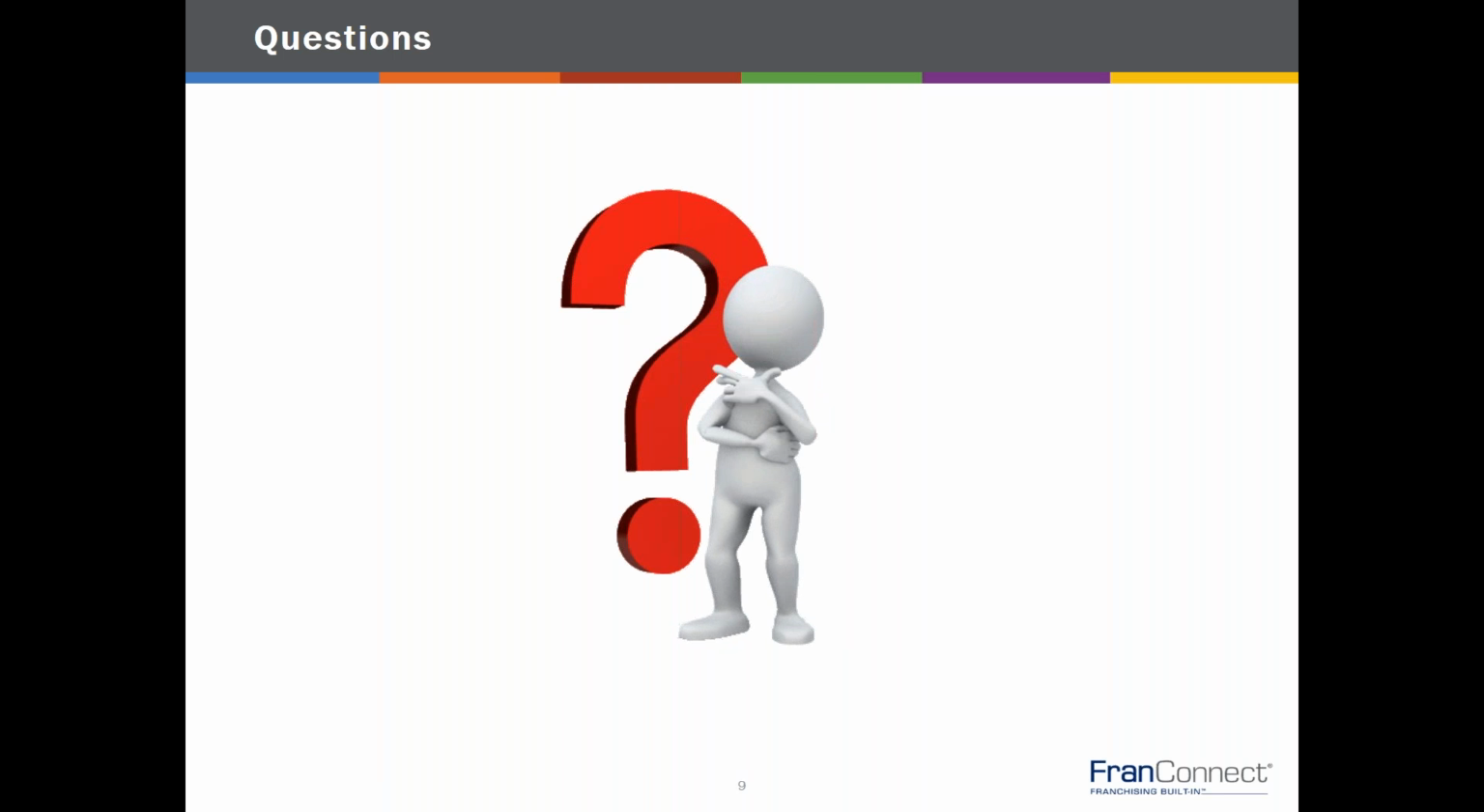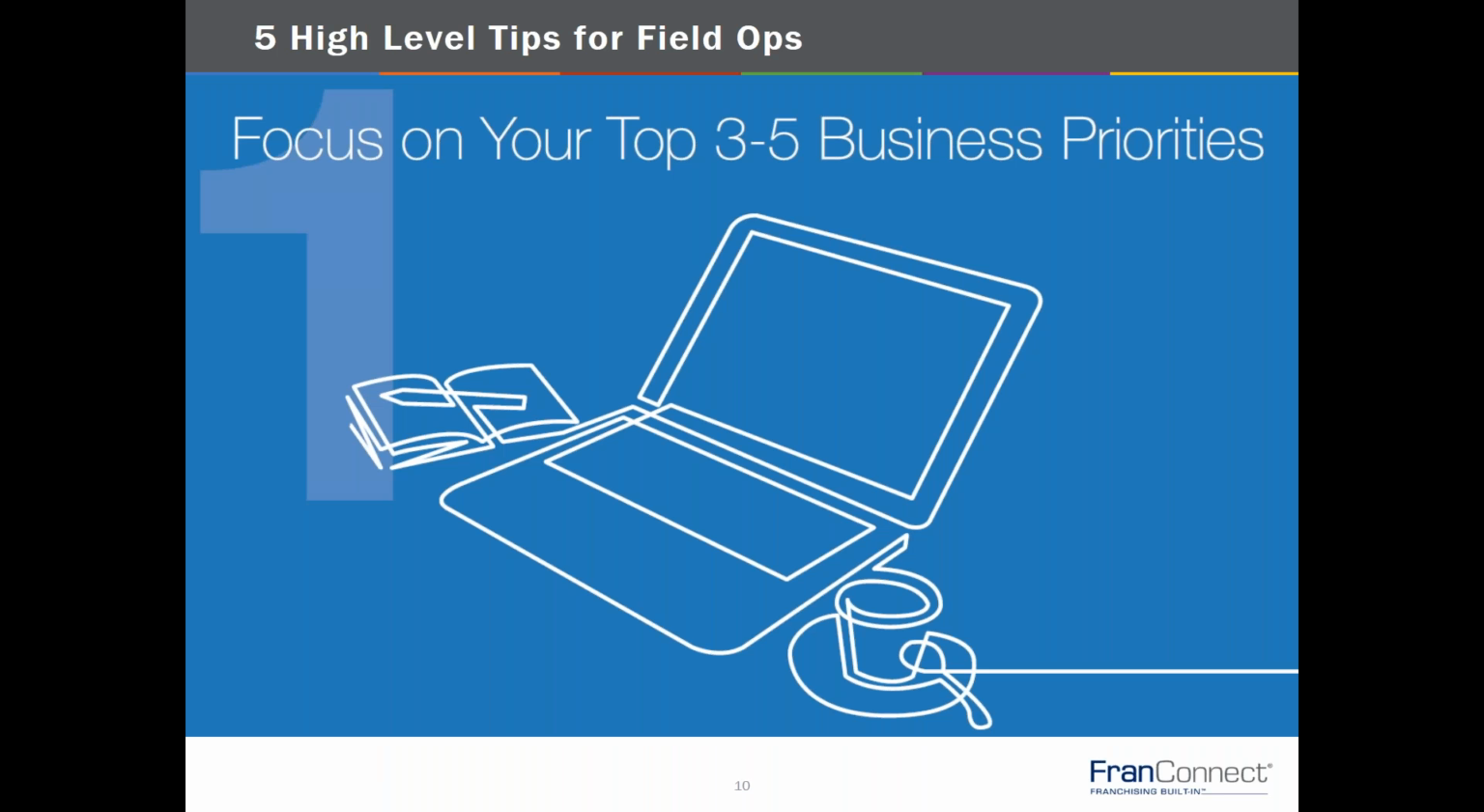So let's start with those 5 high-level tips. The first one that we're going to talk about is focus on your top 3 to 5 business priorities. When you're talking about field ops, you want to really make sure that you know all of those top 3 to 5 business priorities, and make sure that you embrace them as a guiding mantra for your field ops development.